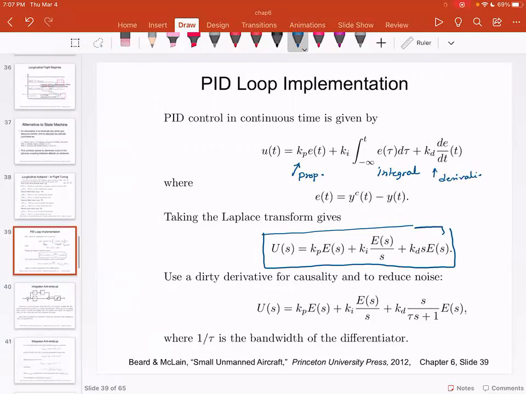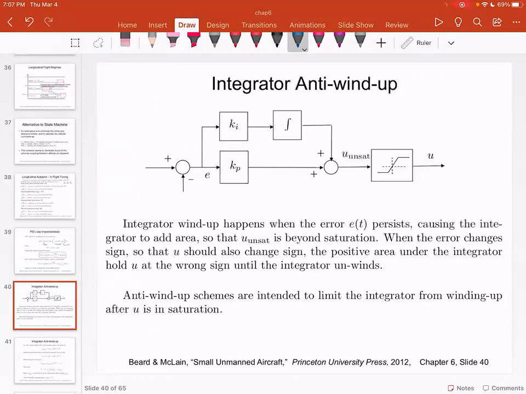One thing that I want to emphasize, and you will notice this, people talk about this all the time, is known as integral windup. So whenever you have a PID loop, you always have to be careful about something called windup. This windup takes place when there is significant error. And what this error does is it actually increases the area under the error curve.